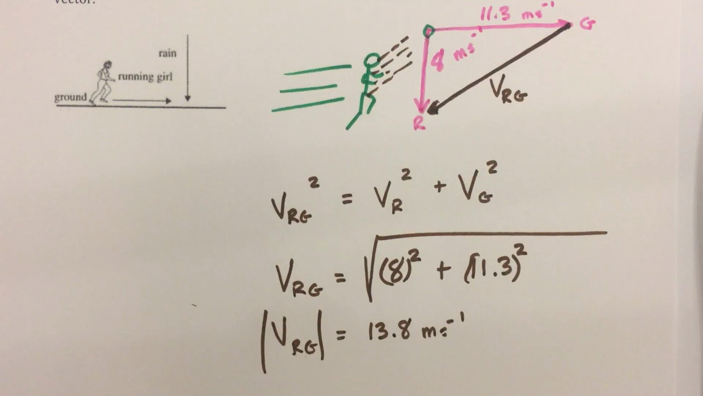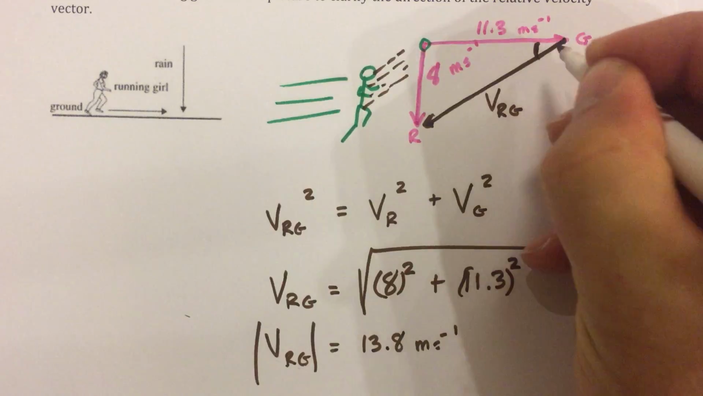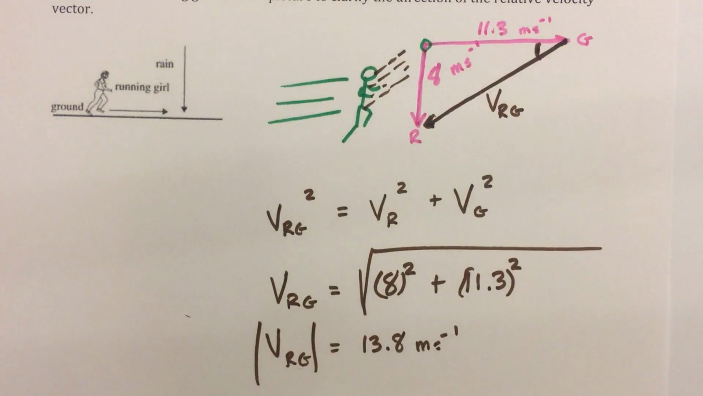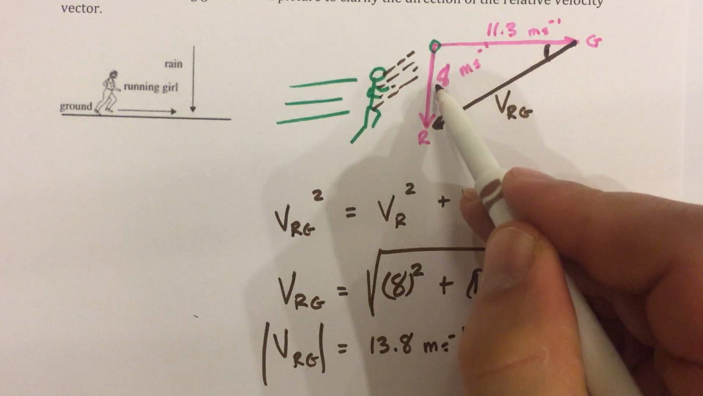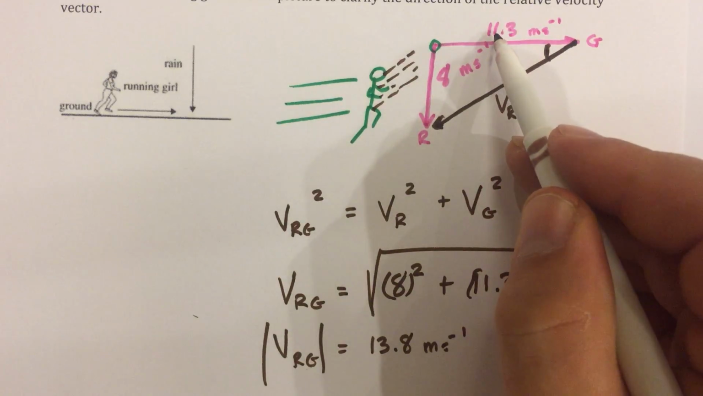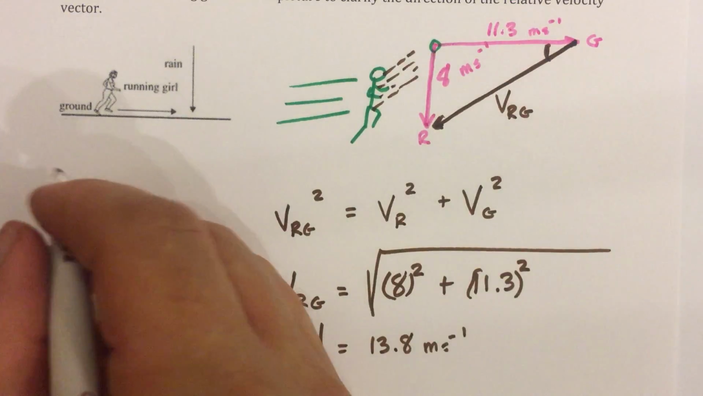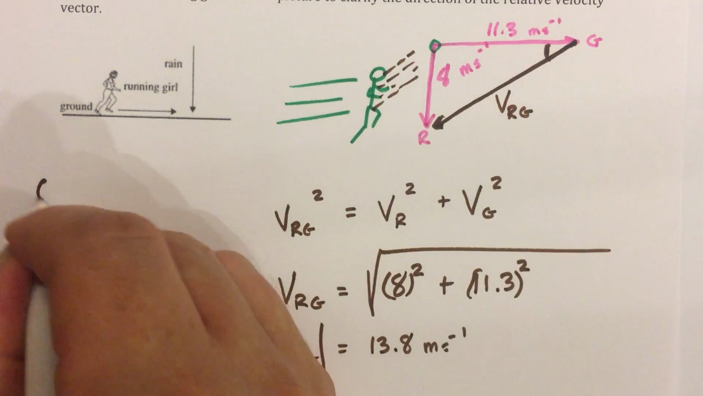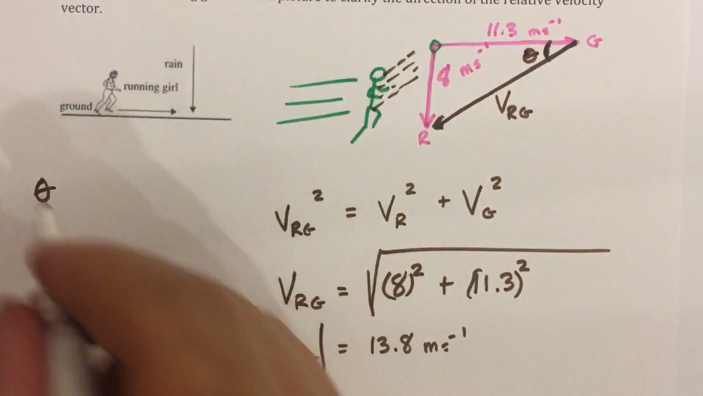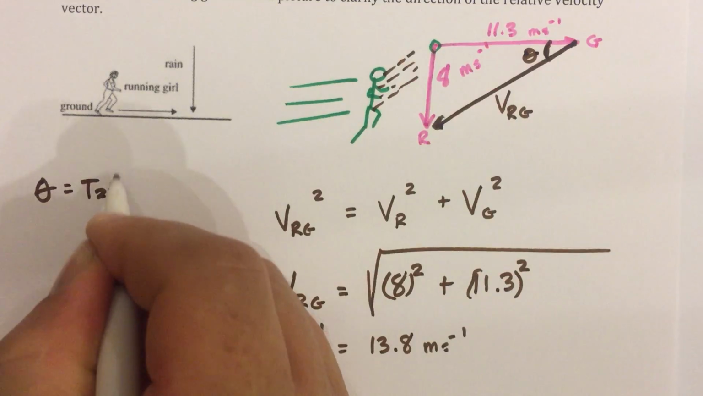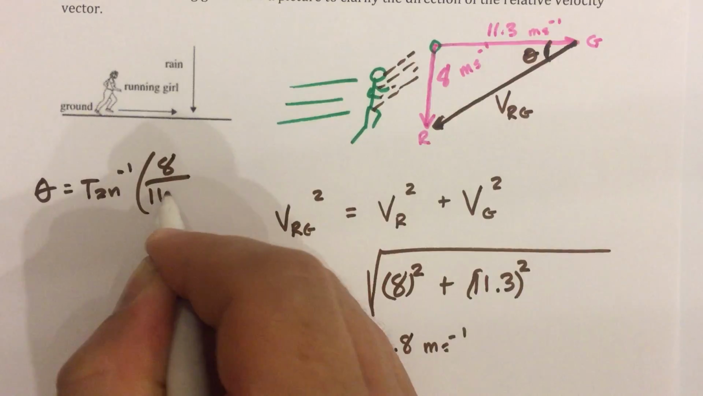We should find also the angle. So we might want to find this angle here, let's say. And we would do that using the fact that the tangent of this angle is equal to the opposite 8 divided by the adjacent 11.3. In other words, the angle theta, if we call that angle theta, would equal the inverse tangent of the opposite 8 divided by the adjacent 11.3.